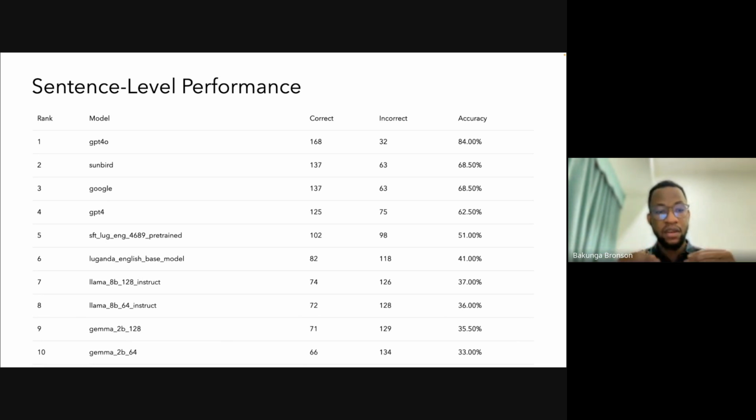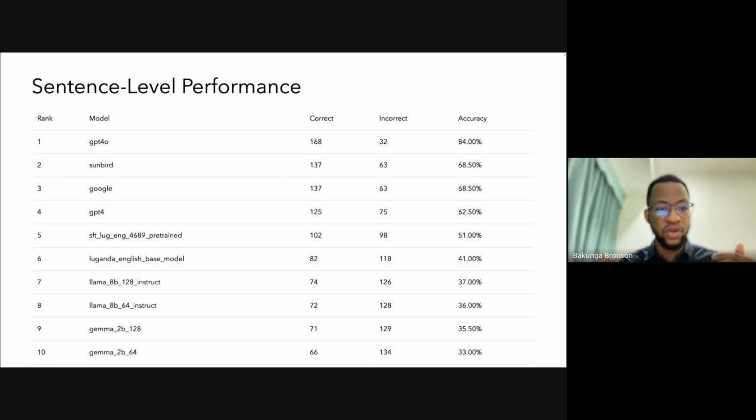rank number 7, which is the models that we fine-tuned, which is Llama 8B 128 Instruct. And so you can see that all of them pretty much fall within the range of 33 to 37%. So this is after us training the models for varied periods of time. The 8B models were trained over 100 steps. The smaller models, such as the 2B models, were trained for 50K steps. And this was really just to prevent overfitting.